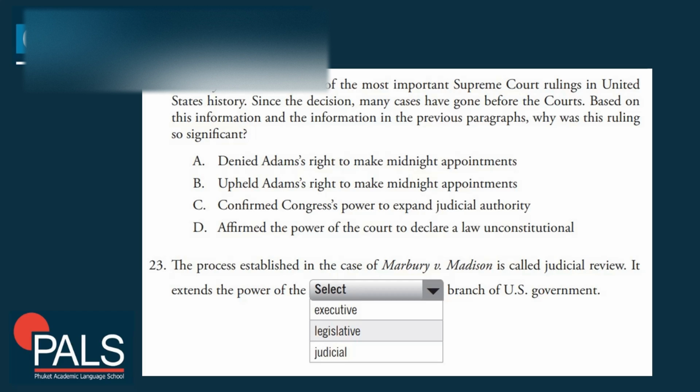23. The process established in the case of Marbury versus Madison is called judicial review. It extends the power of the blank branch of the U.S. government. This question, if we've studied separation of powers, checks and balances, is pretty easy for us to guess because we know that judicial review would be the power of the judicial branch.